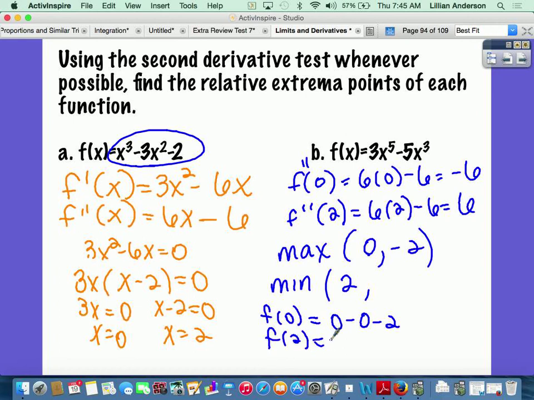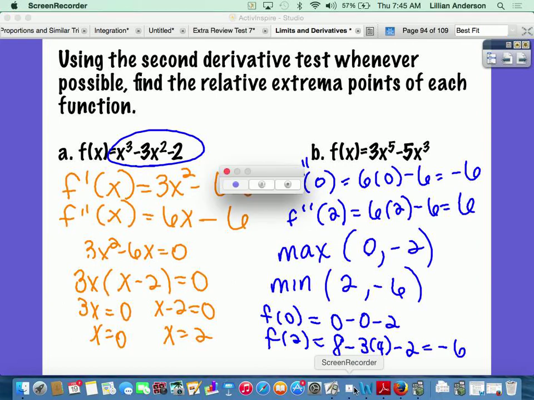And then to find my minimum, I'm going to plug in 2. So I'll get 8 minus 3 times 4 minus 2. Let's see, that's 8 minus 12 minus 2, negative 6. So then there is my minimum.